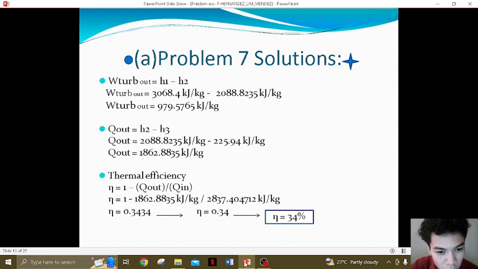Then in here the thermal efficiency, so n is equal to 1 minus the heat going out over heat going in. So all you have to do is substitute the heat that is going out and going in, Q out and Q in. So n is equal to 1 minus 1862.8835 over your Q in, which is 2837.404712 kilojoule per kilogram. So you'll have the result there of n equal to 0.3434, or 0.34, or in percentage 34%.